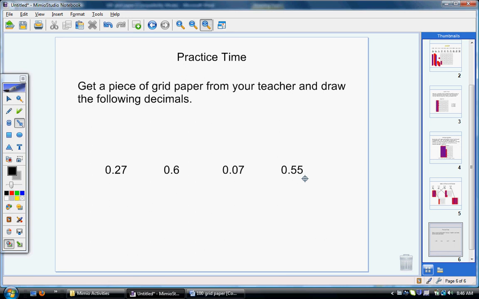Right now you need to please pause the video so that you can see these decimals and go get that practice sheet from your teacher. Good luck!